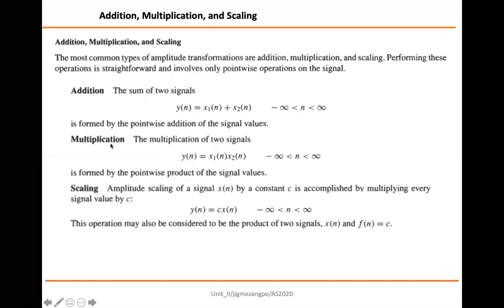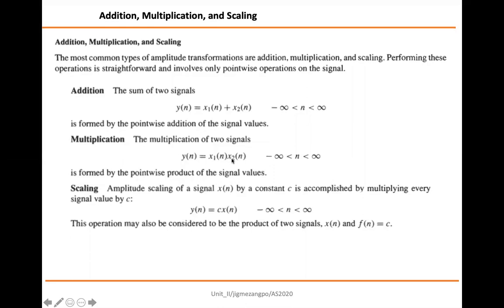And you have multiplication. The multiplication of these signals is given by y of n equal to x1 of n times x2 of n, where n ranges from minus infinity to positive infinity. Again, it is formed by point-wise product of the signal values.